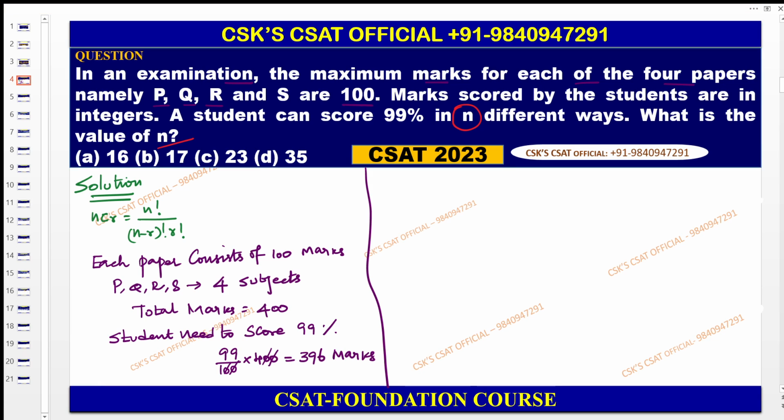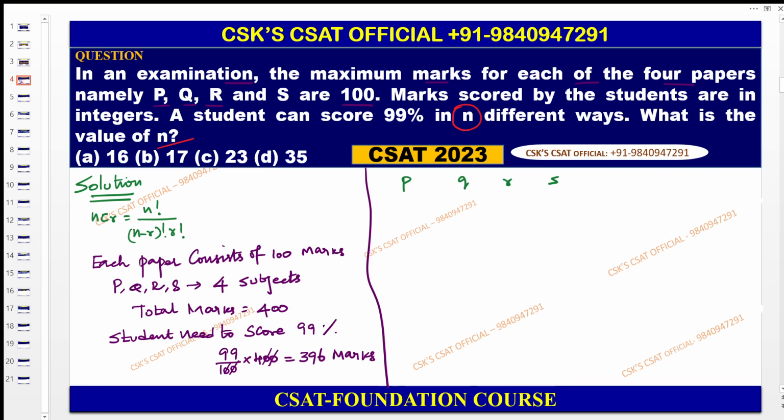Now, let us take P, Q, R, S. So these are the four subjects. Here, he has to score 396 out of 400, which means that he is losing only 4 marks. Please remember that one. He is losing 4 marks only. So what are the possibilities to lose such 4 marks? That is very important. Now, suppose in one subject itself he is losing the 4 marks. Right. In the rest of the subjects he got a centum, 100 marks.